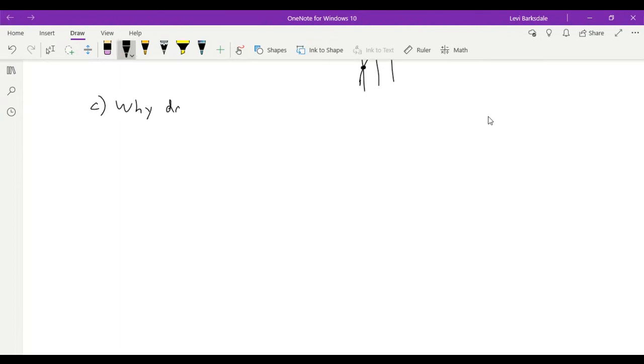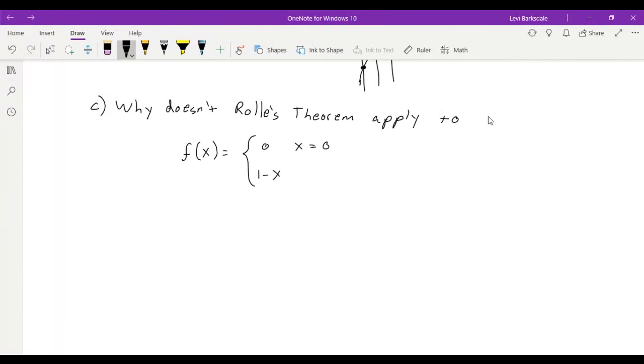Okay, why doesn't Rolle's theorem apply to this function? F of x is equal to 0 at x is equal to 0, and 1 minus x for 0 is less than x is less than or equal to 1, on the interval from 0 to 1.